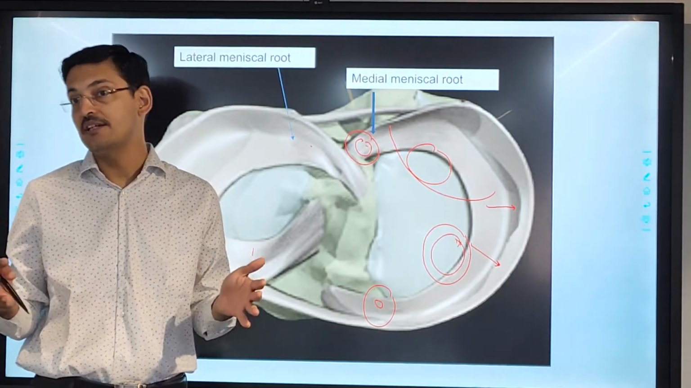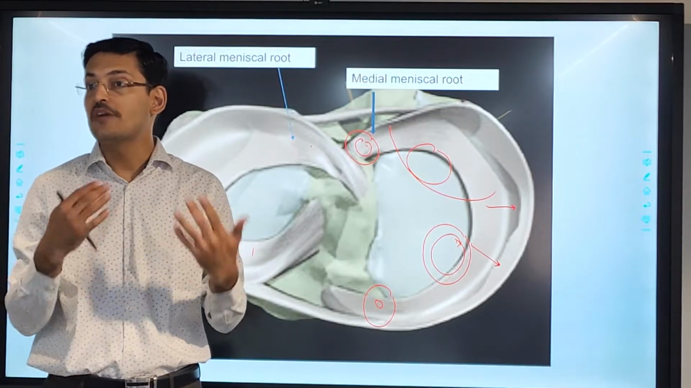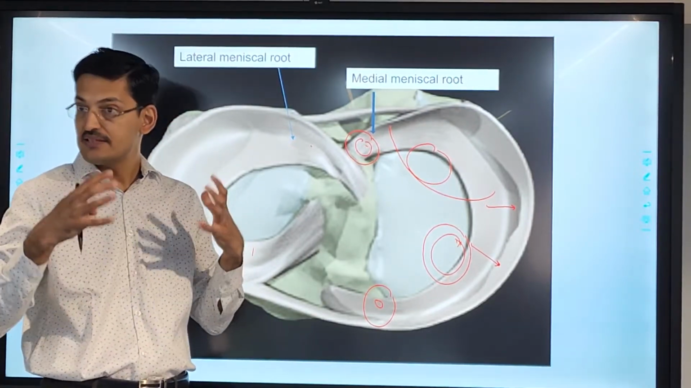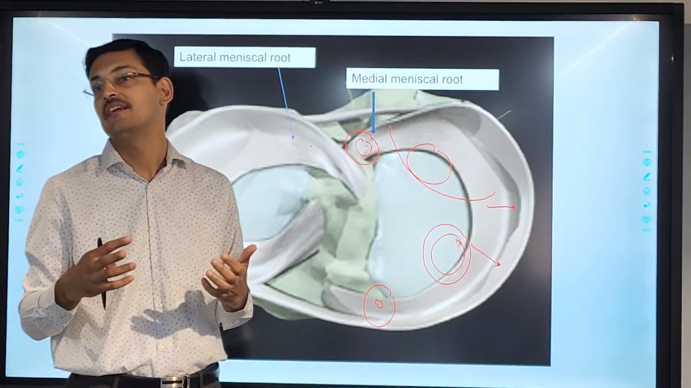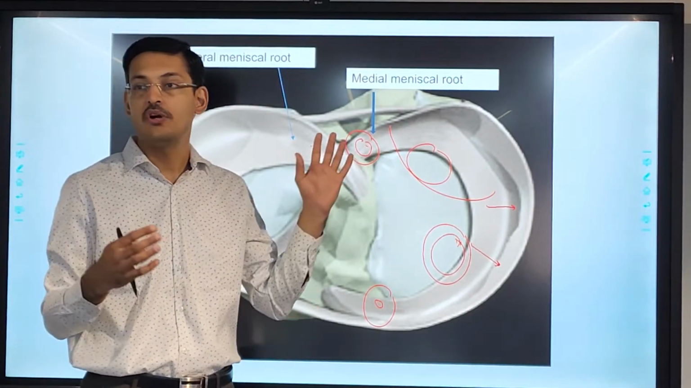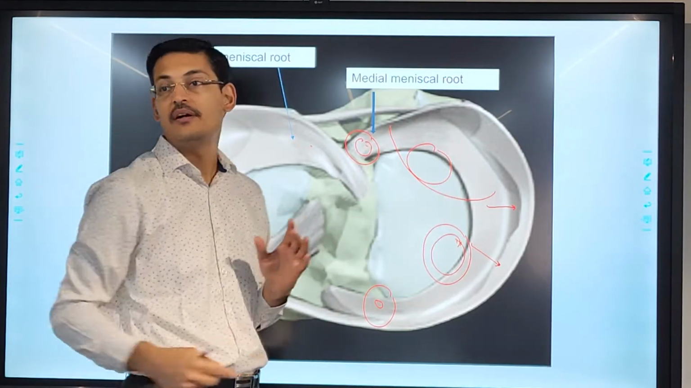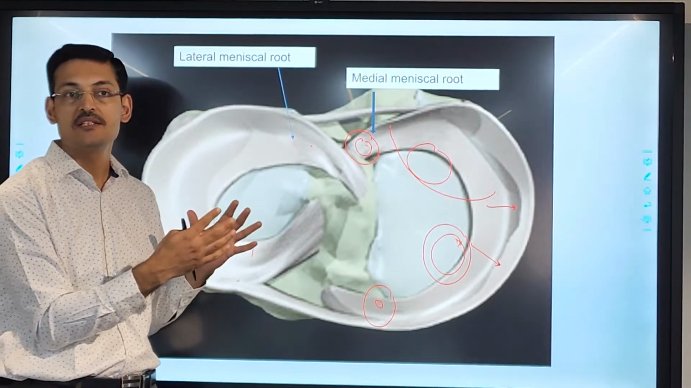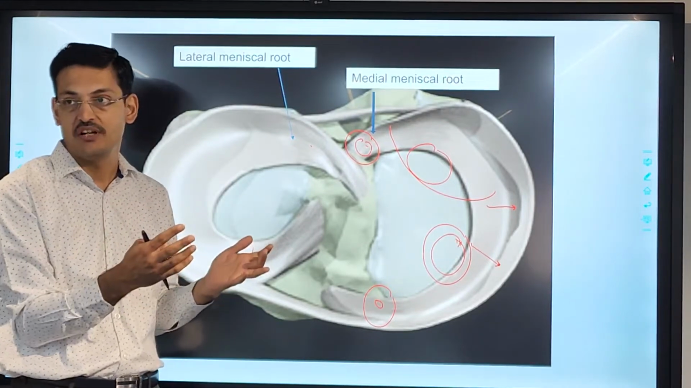Why? If the meniscus is intact, ideally the arthritis should not have set in. But structurally, in these cases, the meniscus is intact. But functionally, it's not, because it is torn from the root and the meniscus is extruding medially. So extrusion of the meniscus leads to a meniscus tear which is non-functional.